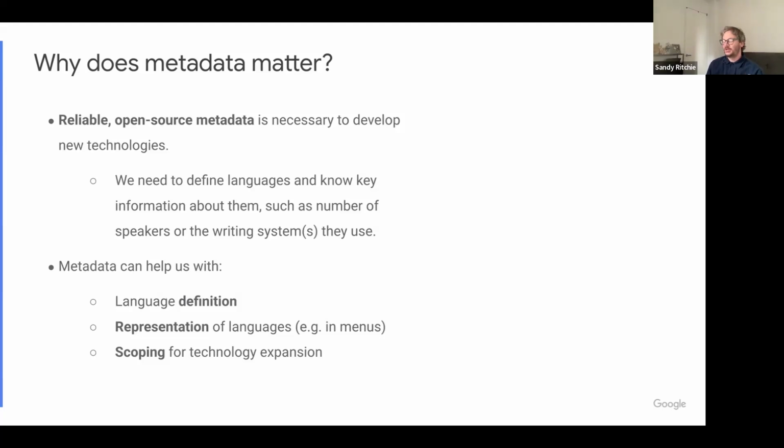How many speakers do they have? What writing systems do they use? What's the name of the language? These really basic facts can help us to define the roadmap for where it is that we want to go. And language names are really important when you're adding your language into something really simple, like the menu that allows you to choose the language from a list of languages when you're setting up an app for your preferences.